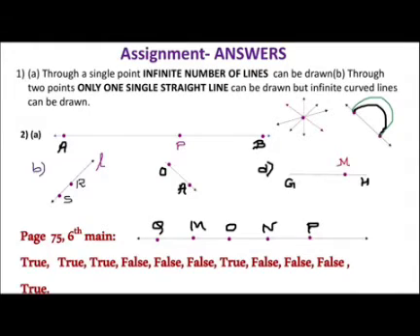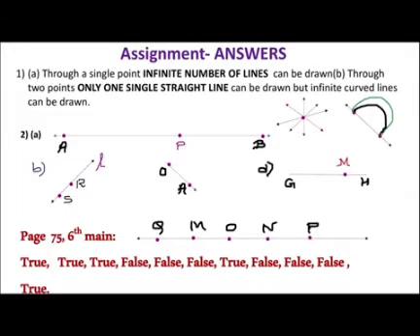Next one. Ray OM is not opposite to ray OP. He says ray OM is not opposite to ray OP. In fact, they are opposite like we discussed. So it's also a false statement. Next one. O is not an initial point of OP. He says OP, if you consider it as line or line segment, O is not an initial point. It is an initial point. So it's a false statement.